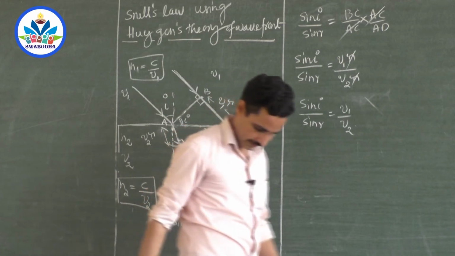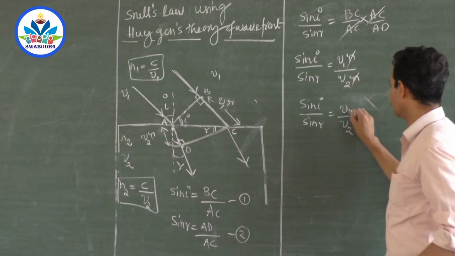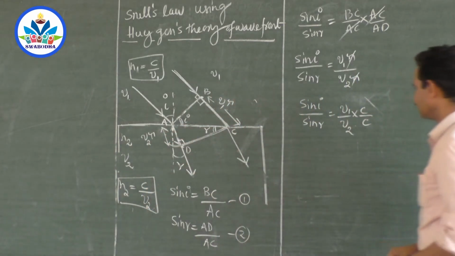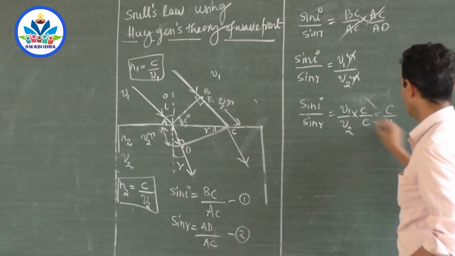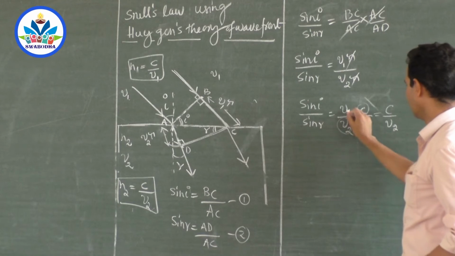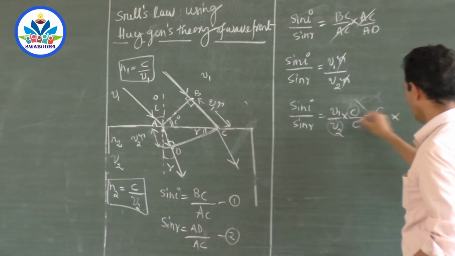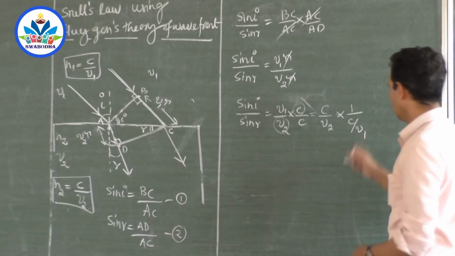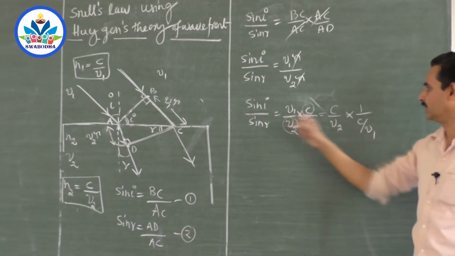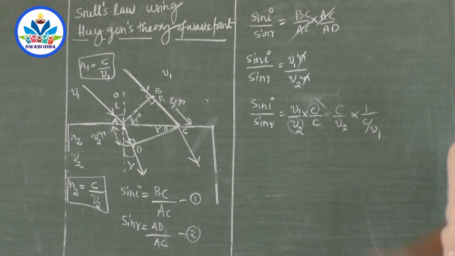So if I multiply and divide by C, I will write C by V2 as it is, C by V2. This one I will take as it is, and V1 I will bring outside to the denominator, 1 by C by V1. Is it okay? V1 comes to the numerator, V1C, yes, V2C, yes.